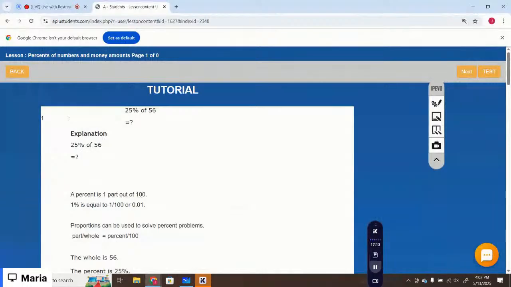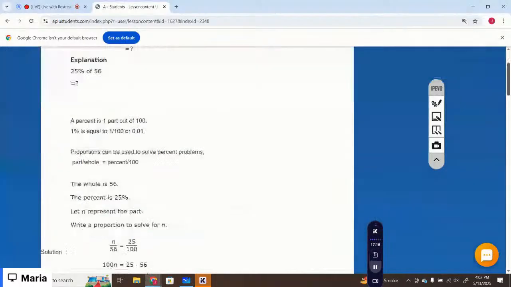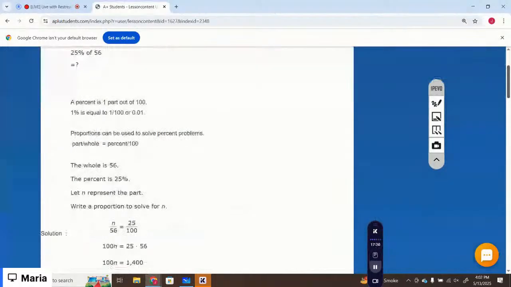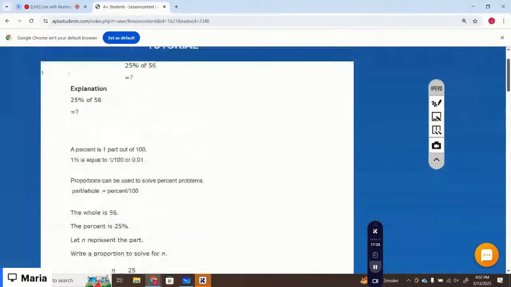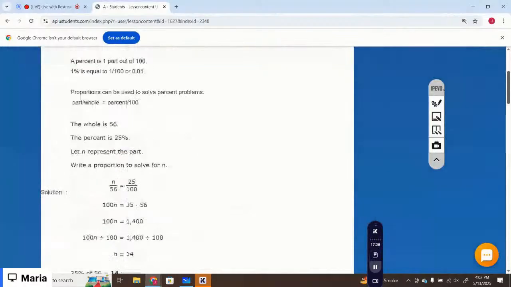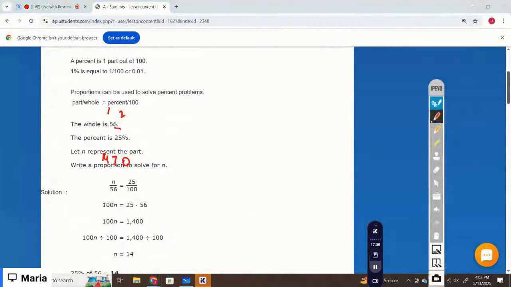25% of 56. Calculate. 25% means 25 over 100. So 25 is the part, and you need to calculate the whole number. 56 is the whole number. We need to calculate 25% of 56.